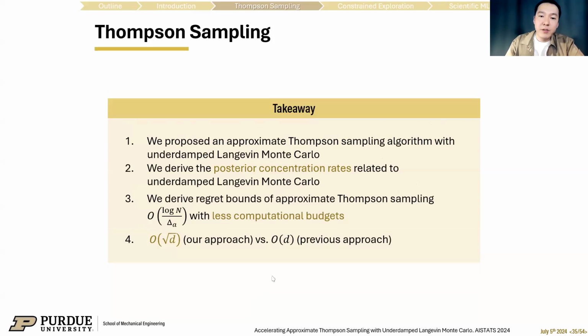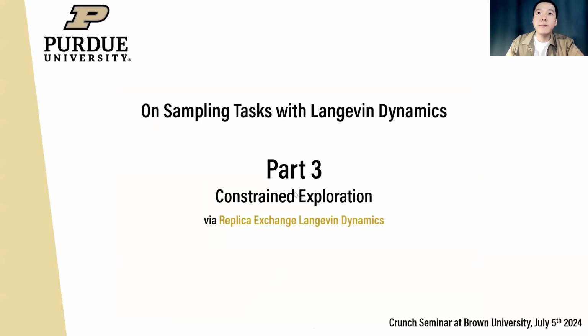Our major contribution is a proof of posterior concentration rates given by the underdamped Langevin Monte Carlo. We further derived the regret bounds of the Thompson sampling algorithm, which is the same as a previous method. But for our algorithm, we improved the computational budget from d samples to square root of d samples. Okay, so I think that's the second part of the Thompson sampling. I will stop here for a while if you have any questions.